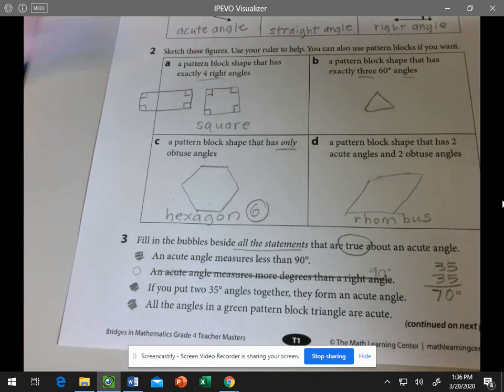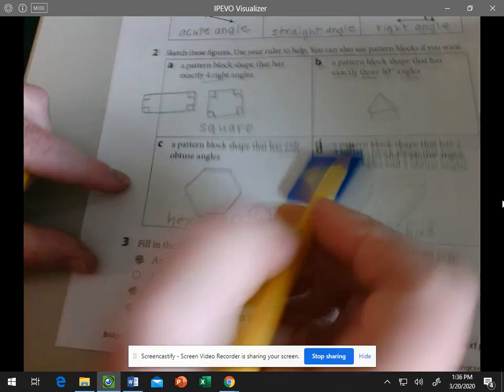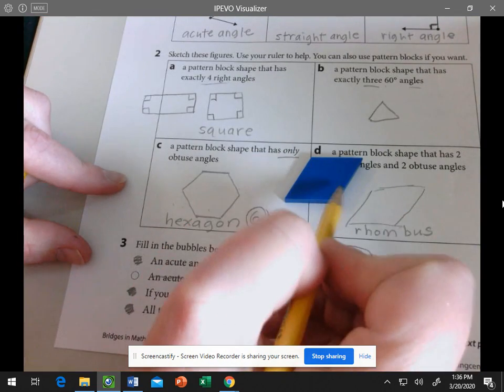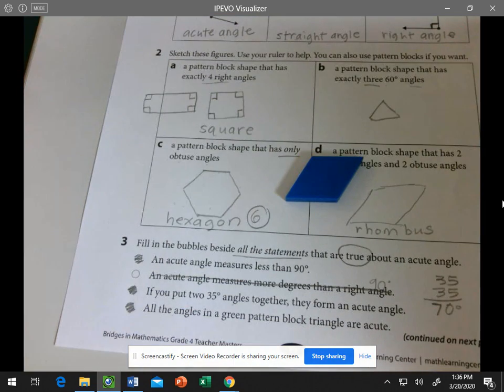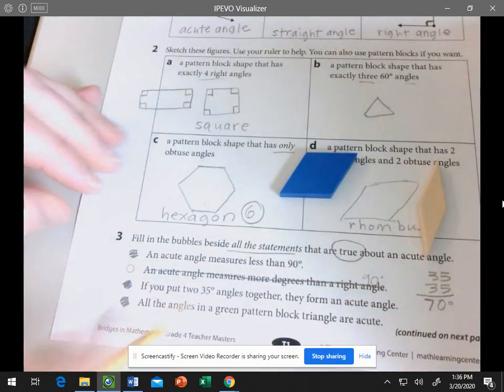I tried to do my blue rhombus, and here is obtuse, obtuse, acute, acute. And a parallelogram would work for that one, right? Yes. Where's that guy? Oh, that's a thin one. You got like a minute and a half. All right. I got to do these last 3.